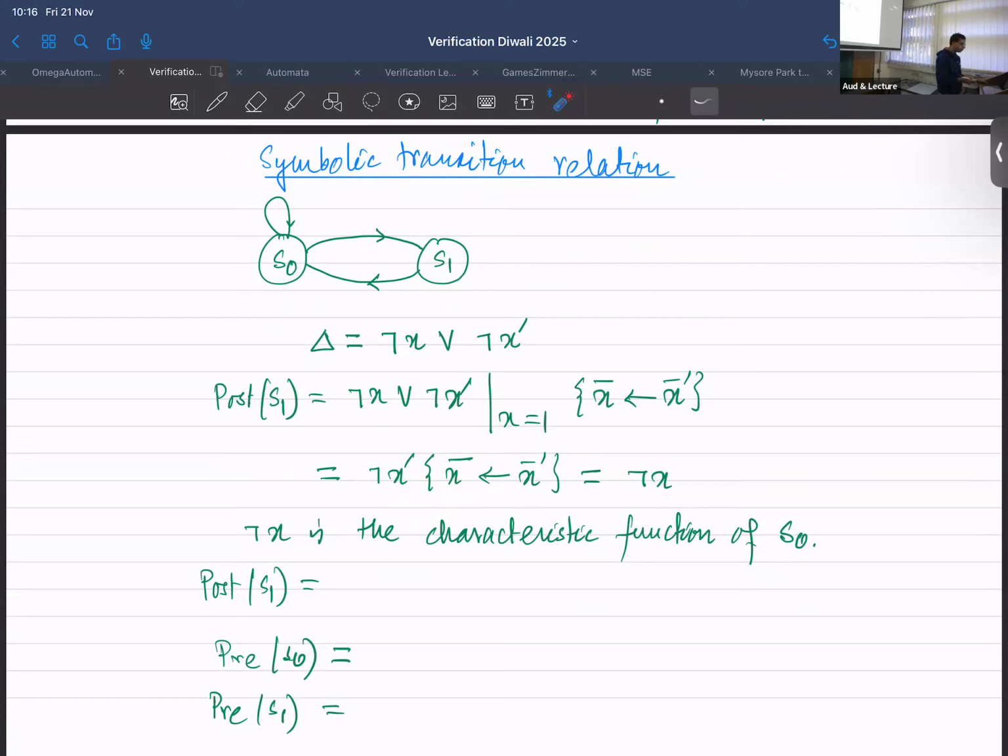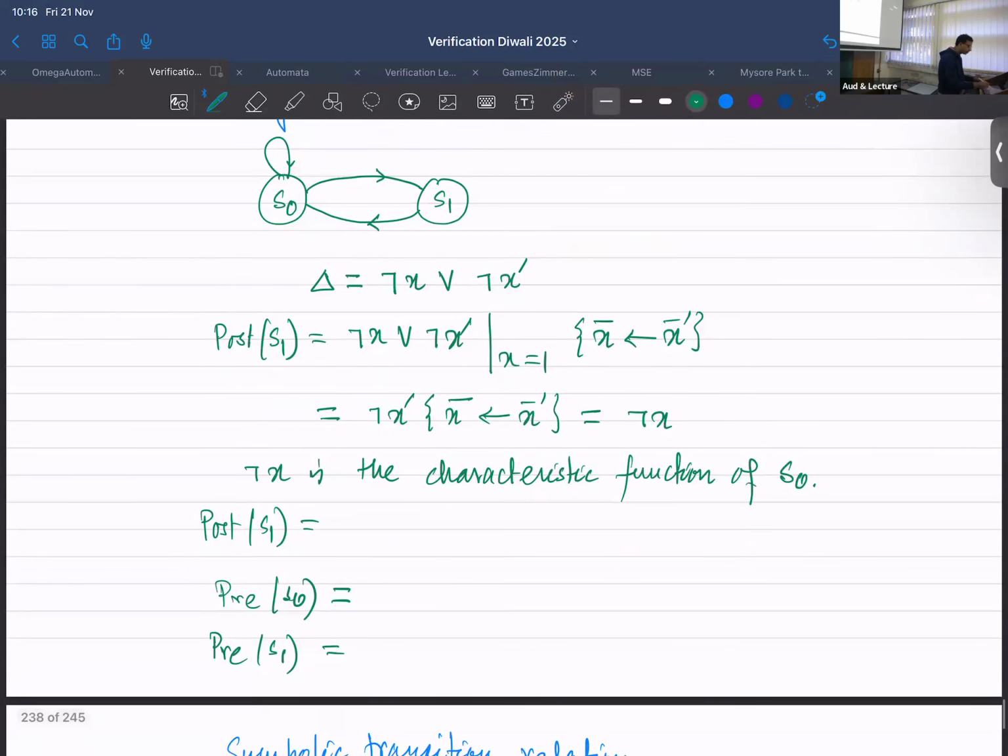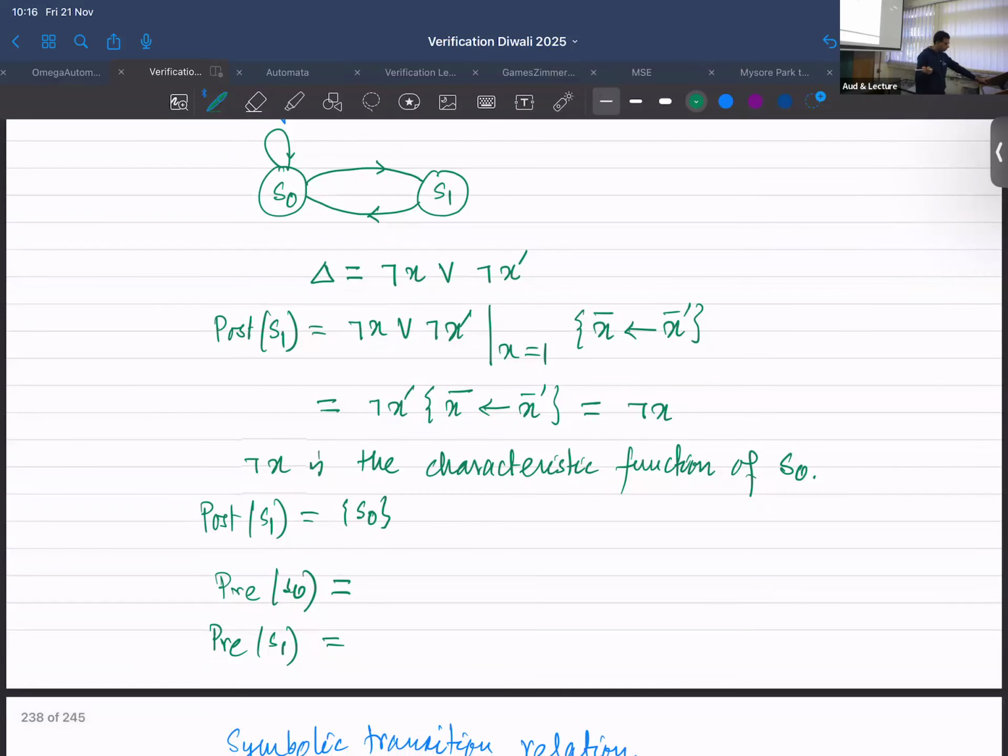So what is negation of x? It is the set which will satisfy the negation of x, the corresponding, this is the characteristic function. And the set is essentially S0. Clear? So we get S0. So post of S1 is indeed S0, right? So this is how we can also compute the pre for S0 and S1.